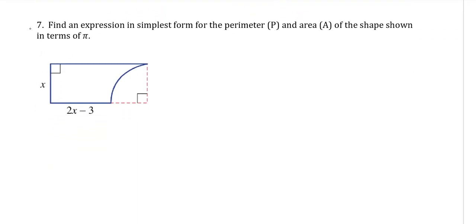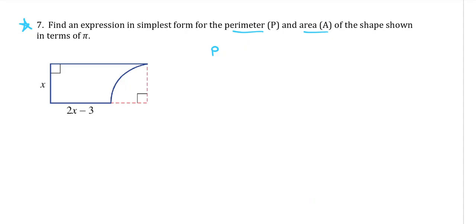One final question, which also gets a star. Question 7. Find an expression in simplest form for the perimeter P and the area of the shape shown in terms of pi. So it's going to be in terms of pi because we have circular parts in it. And in terms of pi means we don't want to go to decimal places. There is going to be pi in our answer, and also some x's because there's x on my side lengths here. So again, perimeter and area. Let's start with perimeter. Let's see if we can work out as many of the missing sides as we possibly can.